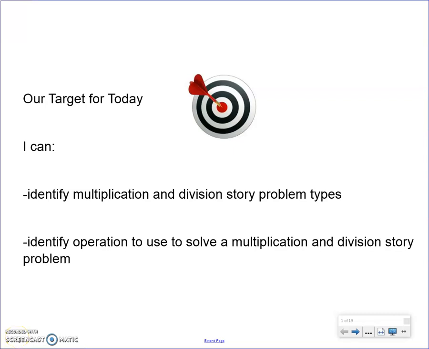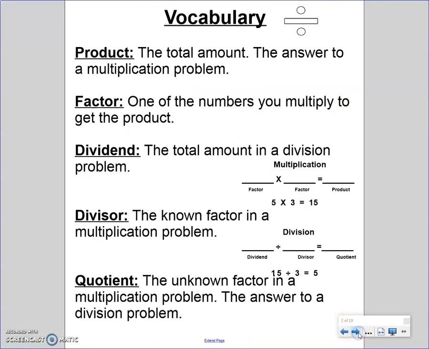Good morning, third grade. Our targets for today are: I can identify multiplication and division story problem types, and I can identify what operation to use to solve a multiplication or division story problem. So let's start by reviewing the vocabulary we know.